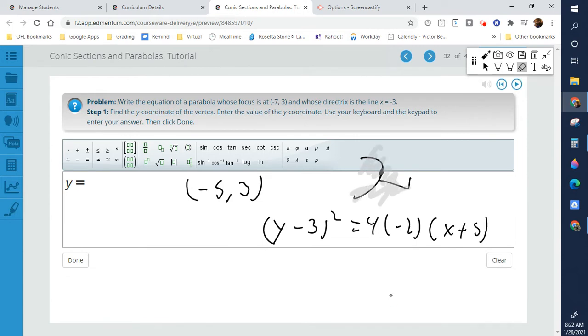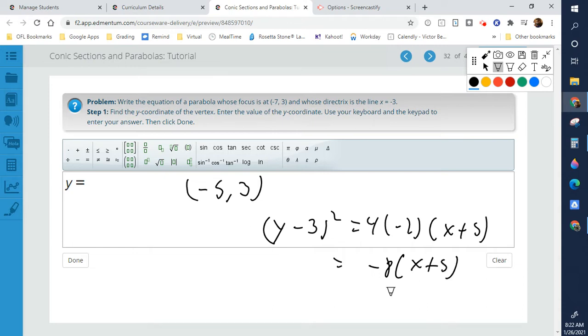Let me erase all of this. So we need to foil everything out. I realized while I was on pause trying to fix everything out, I don't have to actually foil this. It's actually not that bad. So this is going to be -8 x plus 5.